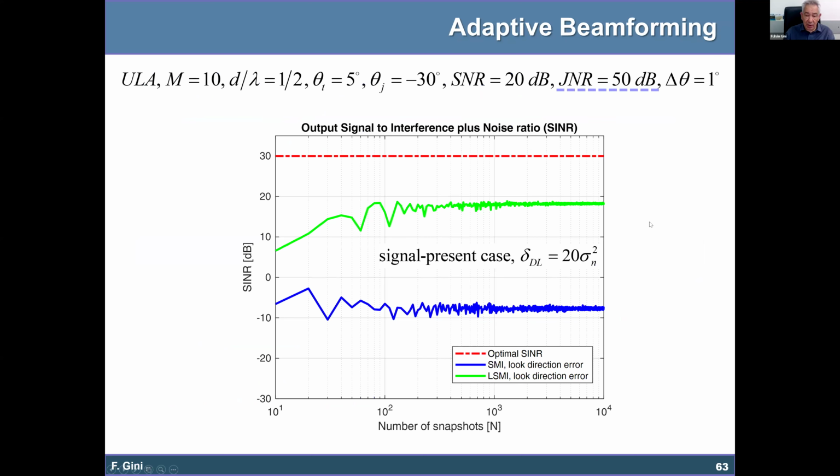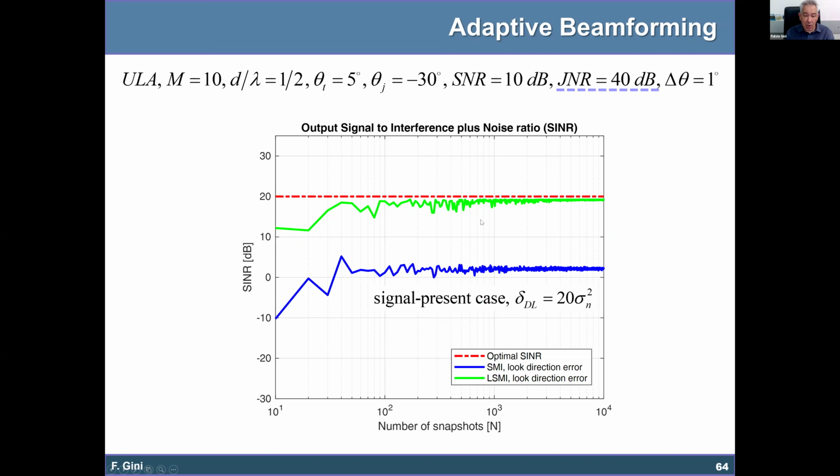Now, what happens if we use diagonal loading? You can see that, for example, in the presence of a look direction error, without diagonal loading, you achieve asymptotically some performance. If we introduce diagonal loading, you don't achieve the optimal performance, but you can make the beamformer much more robust to a look direction error. So you can achieve a much better signal-to-noise ratio at the output of the beamformer. This is with a choice of delta equal to 20 times the noise power.